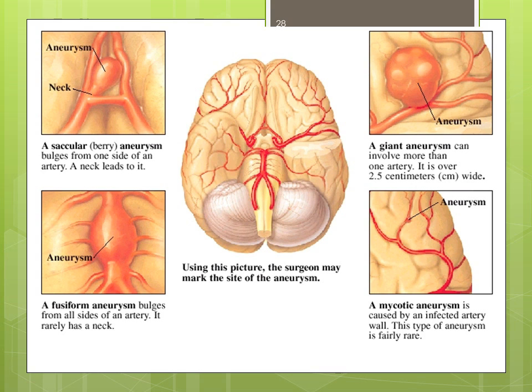You can also just have this fusiform aneurysm, and this kind of resembles what we were looking at when we looked at the abdominal aortic aneurysms, where it's just completely dilated. And that, if it ruptured, would be extremely severe.